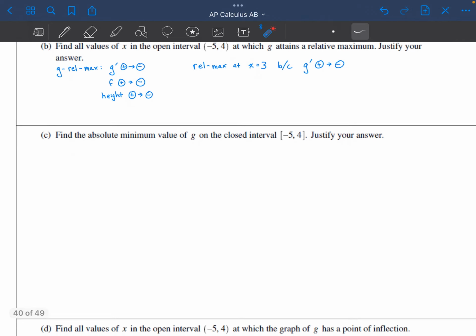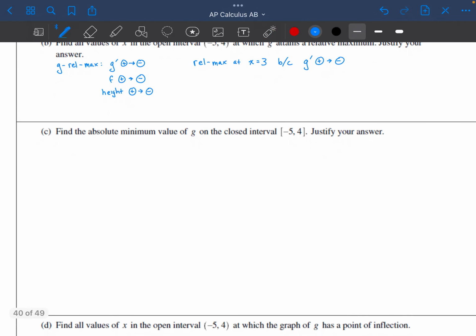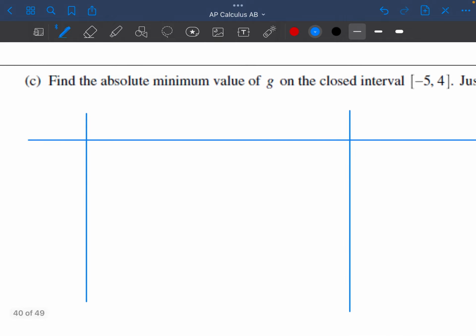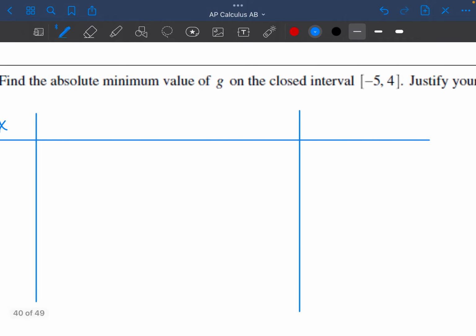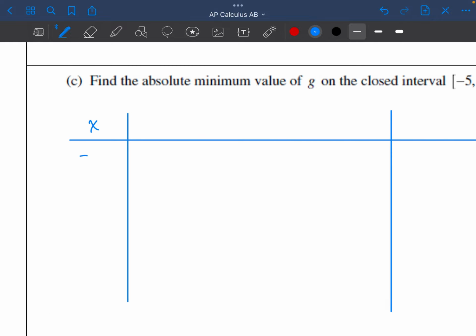All right, so let's go ahead and set up our table. We have this horizontal line right here. We have our t values. All of our work is going to be shown there. And we'll say these are the x values. And again, we need to put in the start and end. So we need a -5, and we need a 4. And then we need all critical values. Really, we're after relative extremum.